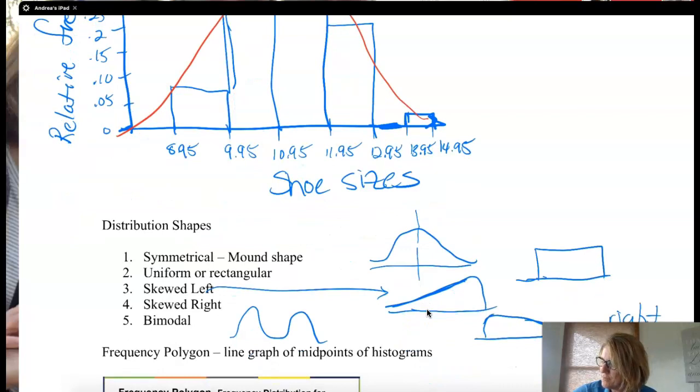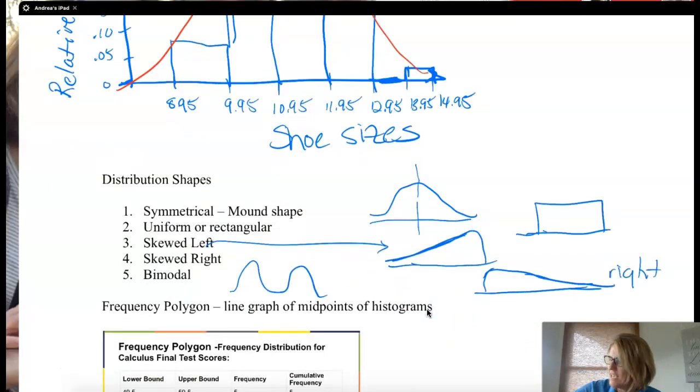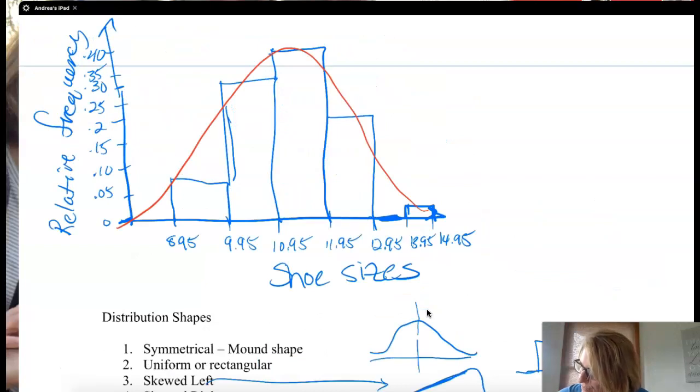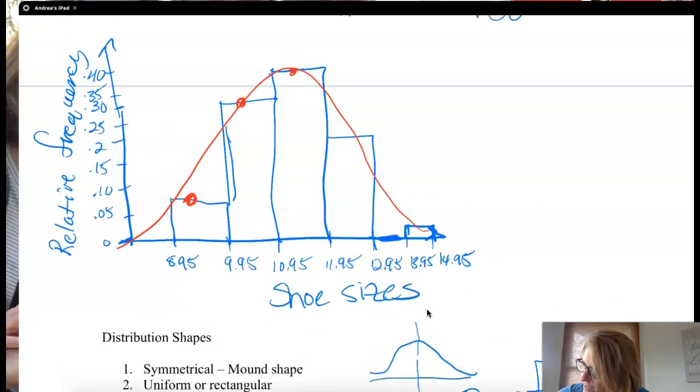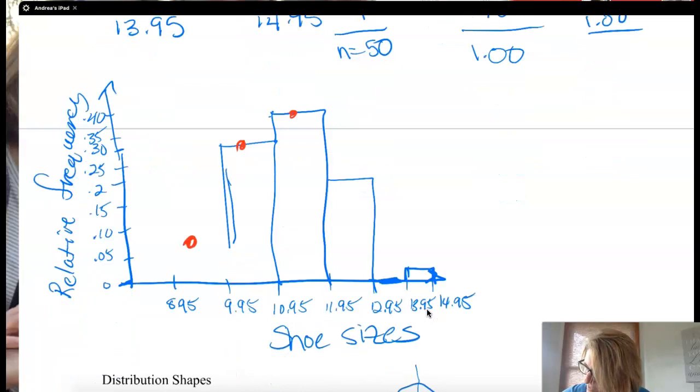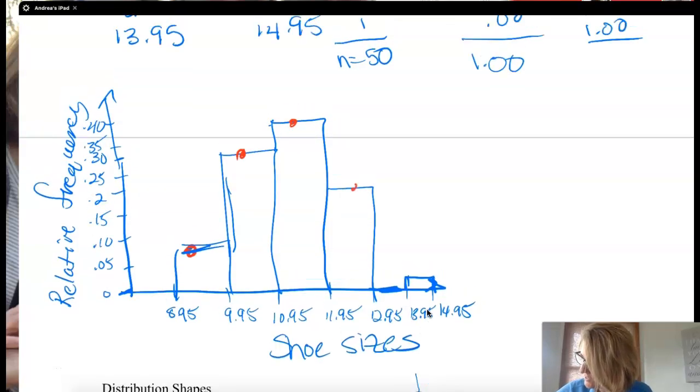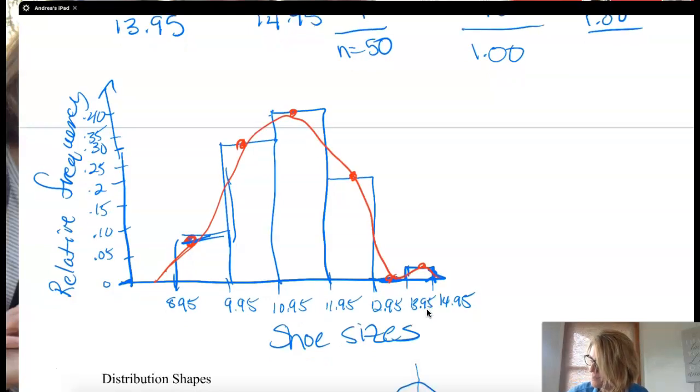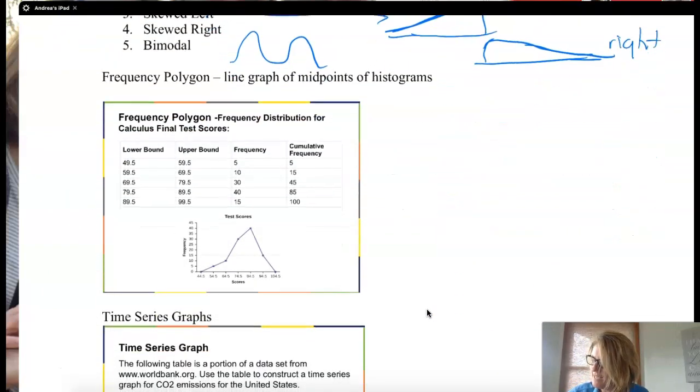So the important part of our histograms is to look at their shapes. Now, if we picture these as midpoints, just the middle of our bars here, and we connected them with a line, kind of a smooth line, it would look something like this. This is called a frequency polygon.